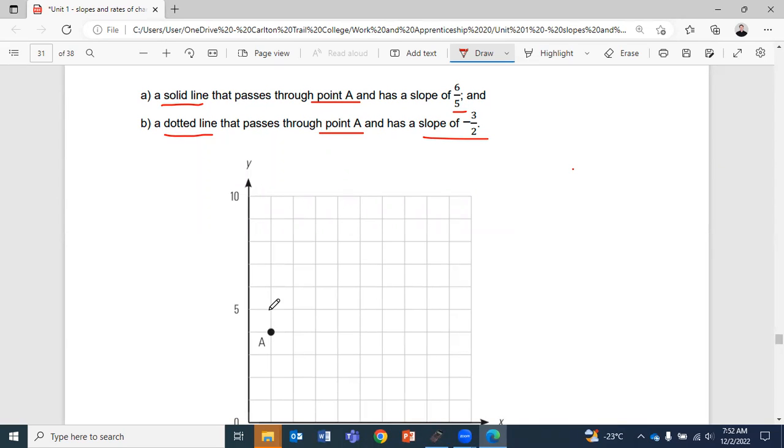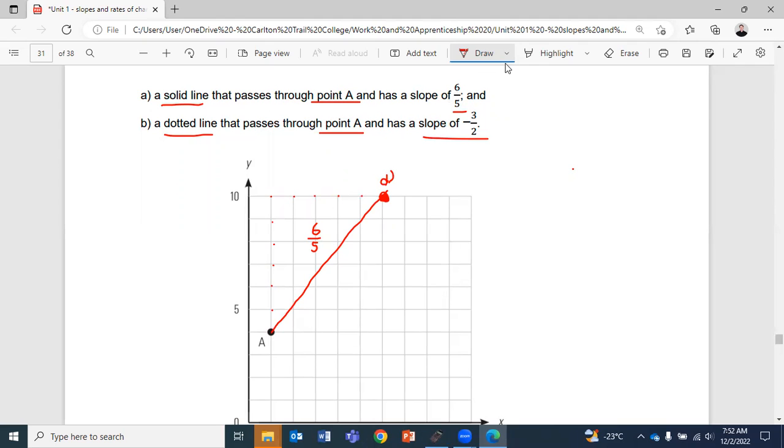So let's do that. For A, I rise 6: 1, 2, 3, 4, 5, 6, for every 5 I go across: 1, 2, 3, 4, 5. Put your point in. Now I have 2 points, right? I can draw a line. So I'm going to draw a solid line that goes to this. You should be using a ruler for this. I don't have one because I'm on a computer, but I did the best I could. Label it. This is 6 over 5, right? That's the slope. This is line A.